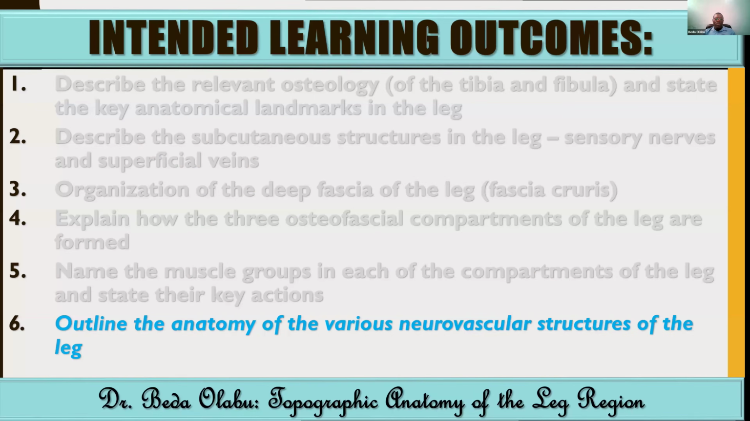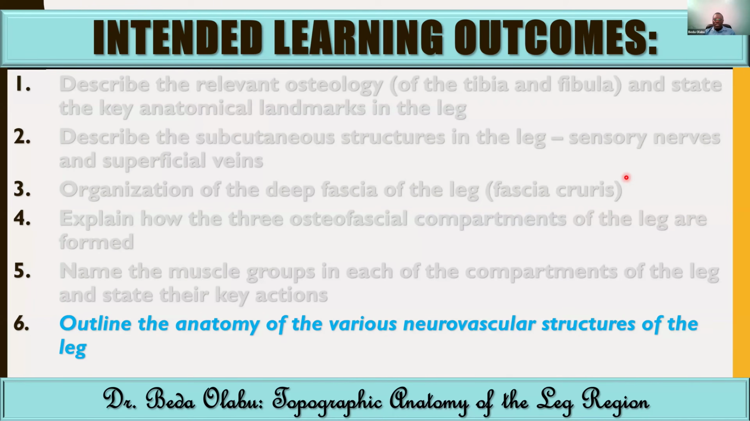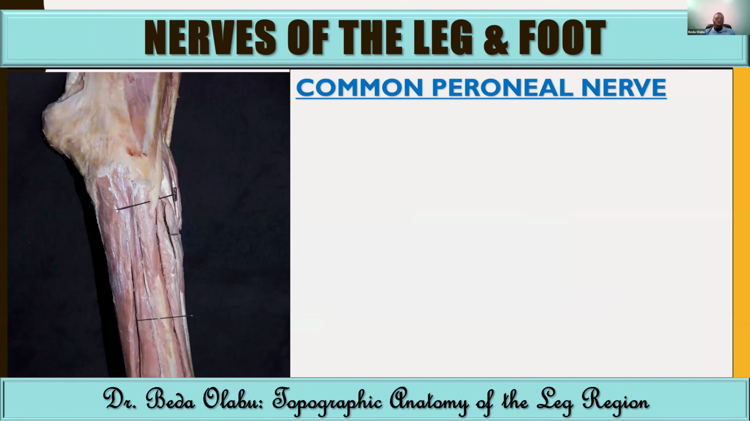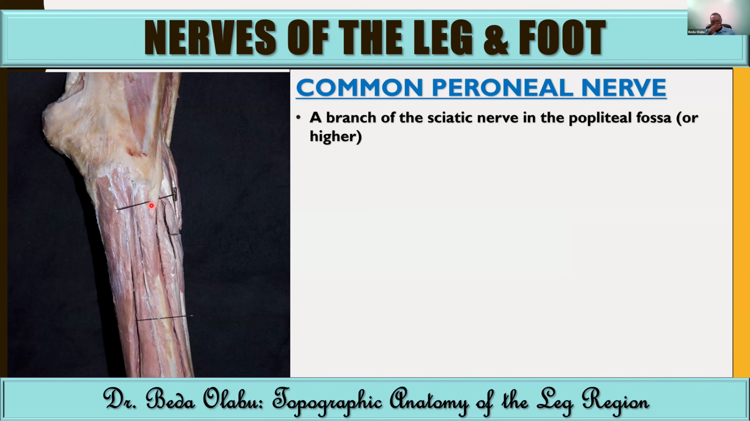Great. Now let's talk about the neurovascular structures in the leg as we finish. I'll start with the common peroneal nerve. So this is the knee region, that's the patella. This is the tibial tuberosity. So the head of fibula is somewhere here, and this is the nerve we are calling peroneal nerve. We can see it winding around the head and neck of fibula.